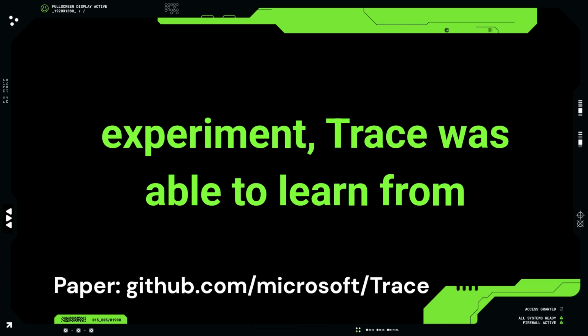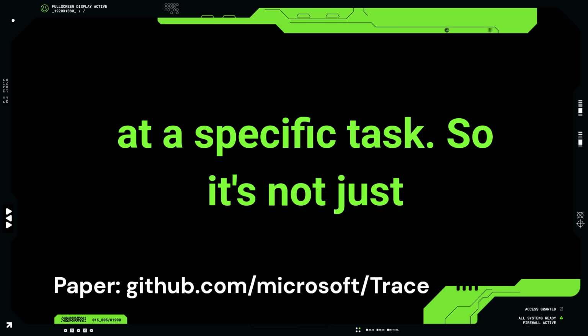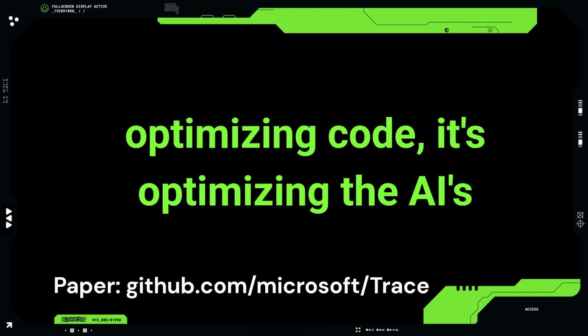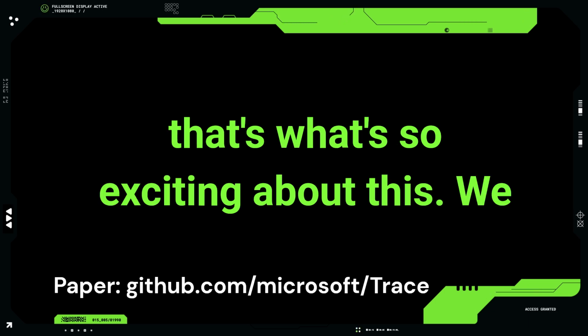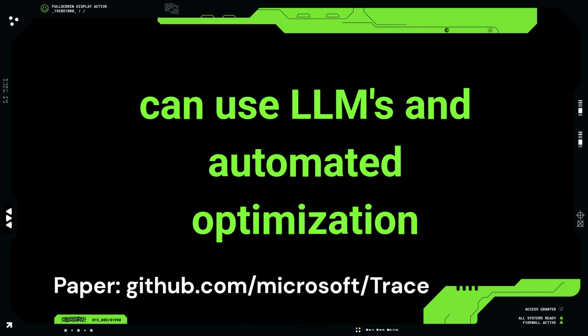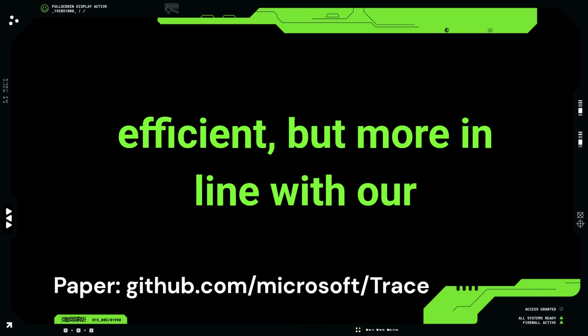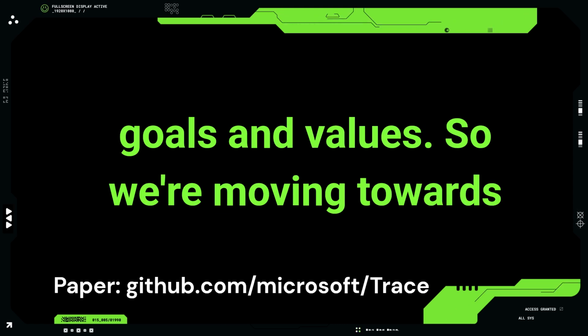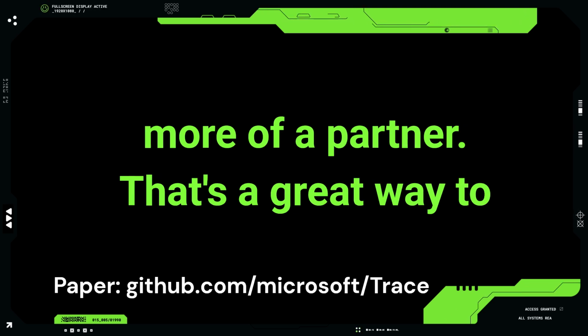For instance, in one experiment, Trace was able to learn from feedback to make a chatbot much better at a specific task. So it's not just optimizing code, it's optimizing the AI's behavior. Yes, precisely. And that's what's so exciting about this. We can use LLMs and automated optimization to create AI that's not just more efficient, but more in line with our goals and values. So we're moving towards a future where AI is less of a tool and more of a partner. That's a great way to put it.